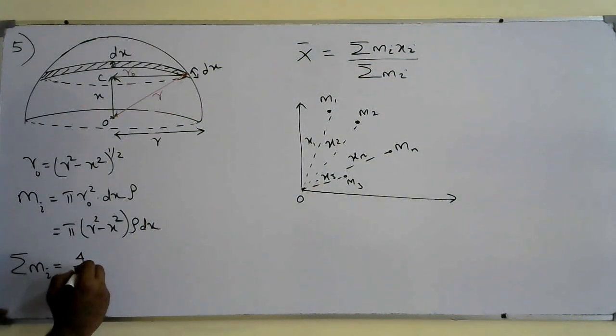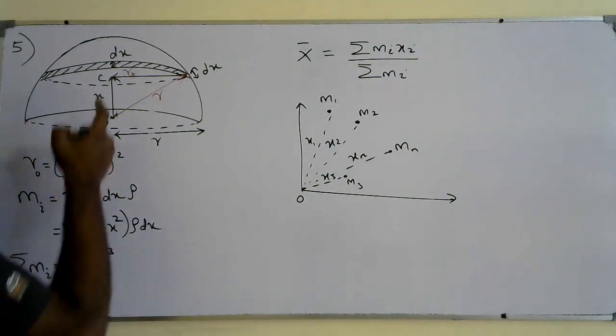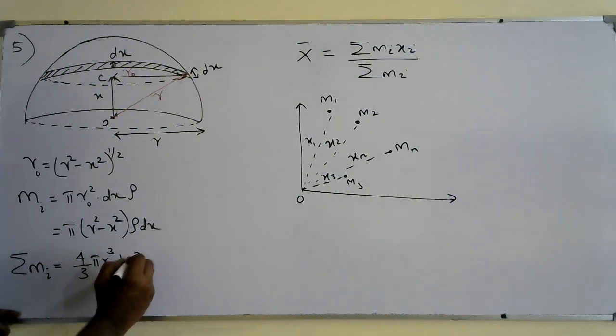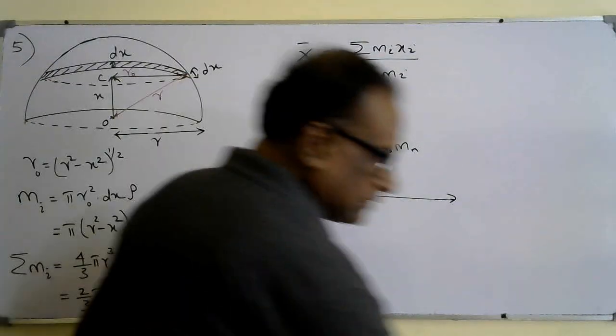That is 4 by 3 pi r cube, that is for a sphere. This is a hemisphere, so into half into rho. So that's going to be 2 by 3 pi r cube into rho. Okay, so I'm going to use this equation now.